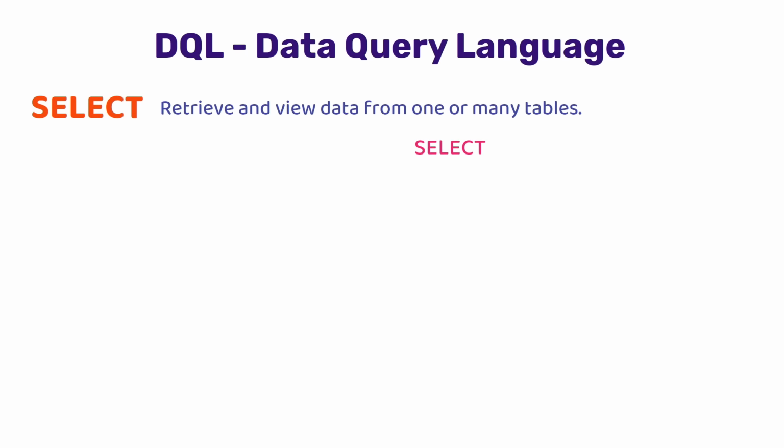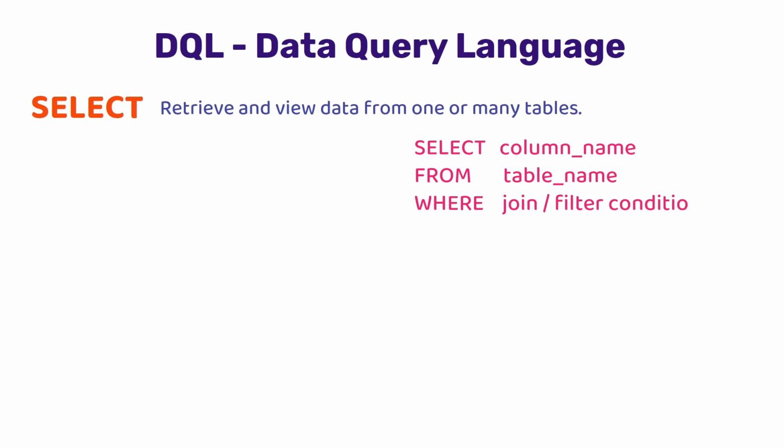The basic syntax to write a select statement is select column name from table name where join condition or the filter condition. Here, under the select clause, you mention all the columns which need to be displayed when the query is executed. Under the from clause, you mention all the tables which are required to execute this query. Finally, under the where clause, you mention all the join conditions or filter conditions to fetch the desired data.